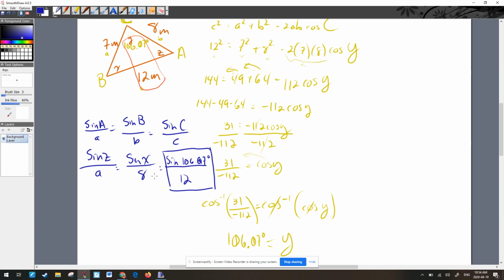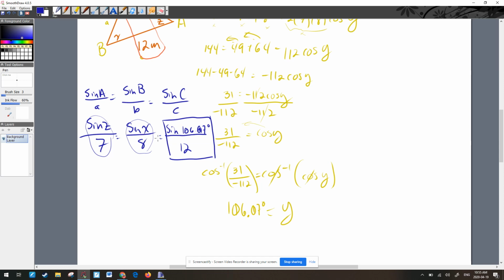And then we need a half complete ratio. So, oh, I could have put a 7 over here. So let me erase that and just correct that. Okay, you guys probably spotted that. There we go. So this is actually a 7. So this is a half complete ratio, and this is a half complete ratio. It's entirely at your discretion which one you solve for next. I'm going to solve for the x simply because it's right next door. So I'm going to rewrite it. We're going to have the sine of x over 8 is equal to the sine of 106.07 over 12.